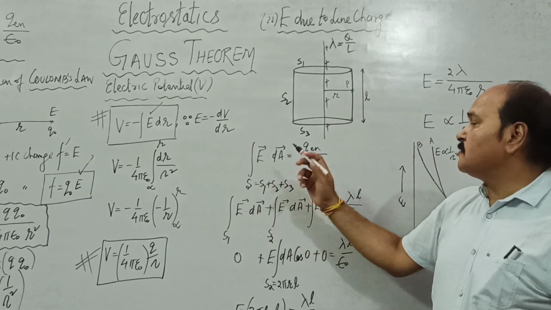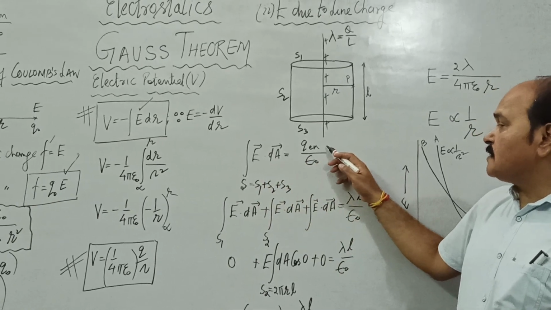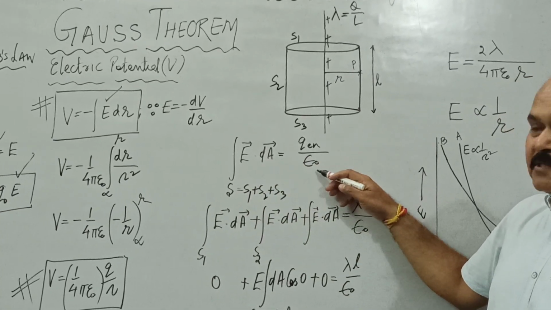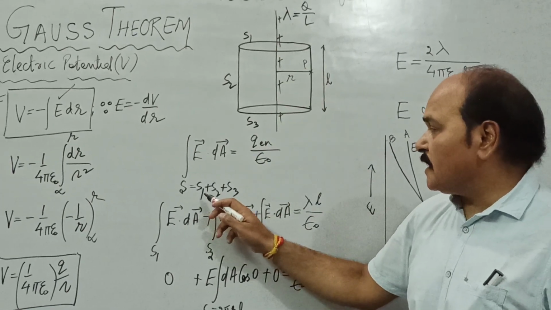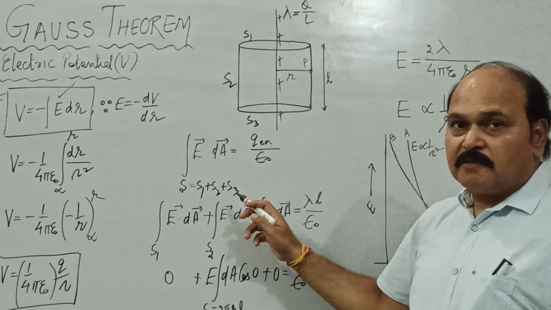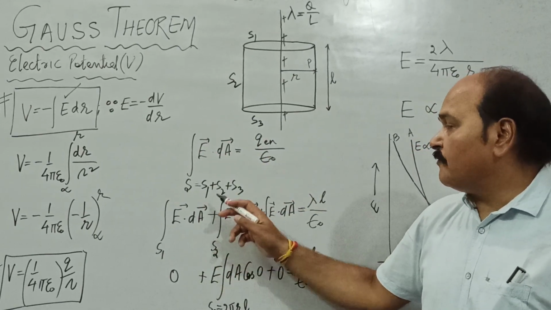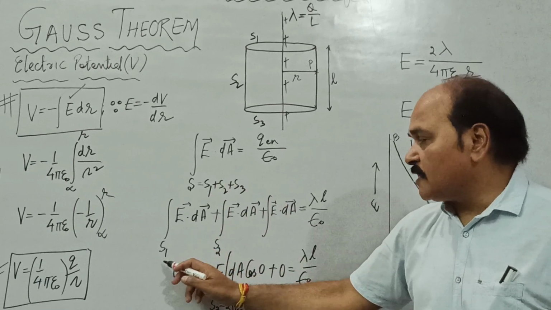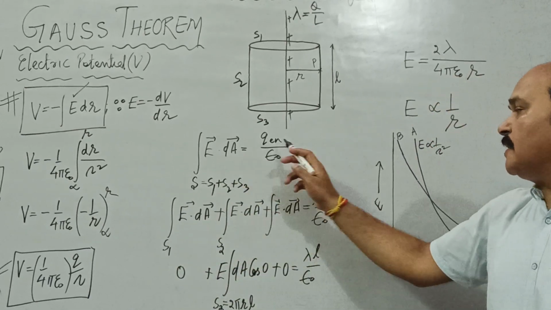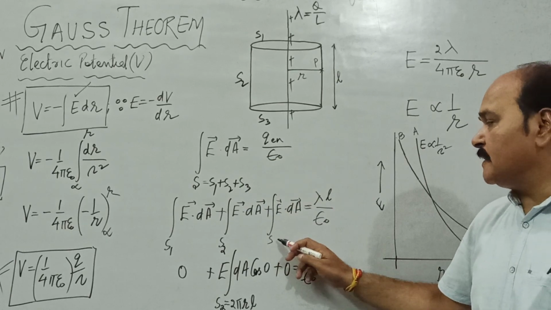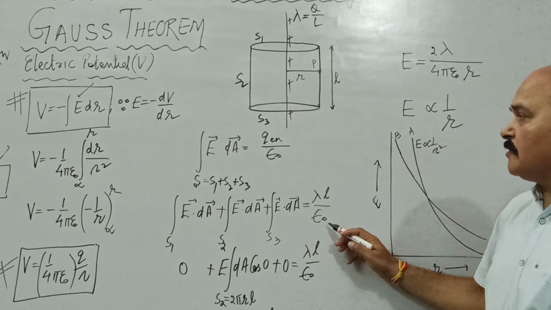As usual, the surface integral of E dot dA is equal to the net charge enclosed upon the permittivity of free space. Since this closed surface consists of three different surfaces S1, S2, S3, we break the limits of integration and find E dot dA for surface S1, for surface S2, and for surface S3. And that is all equal to the net charge enclosed upon the permittivity of free space.